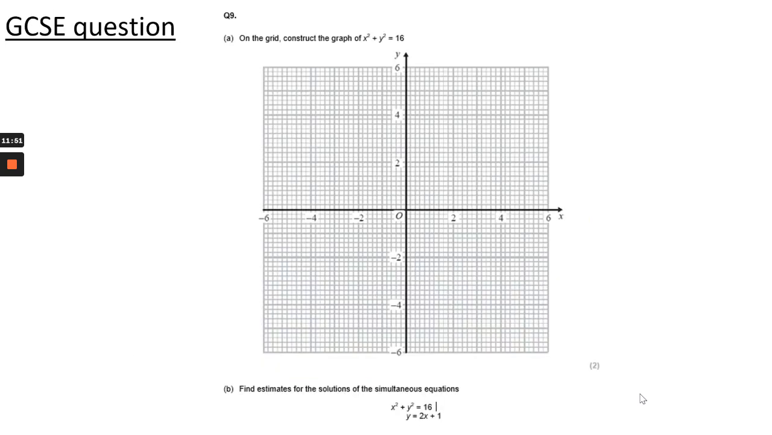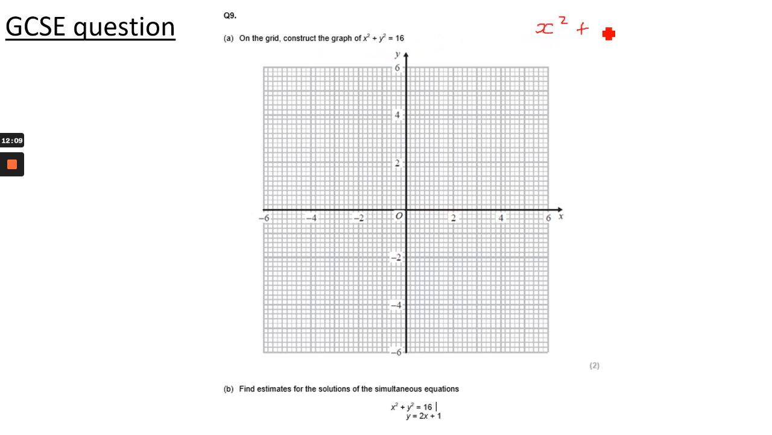Okay, and here's a GCSE question to finish. So remember, you've got x squared plus y squared equals 16. I won't say any more. Give it a go and then let me know, or I'll go for the answers in a minute. Okay, so construct the graph of x squared plus y squared equals 16.